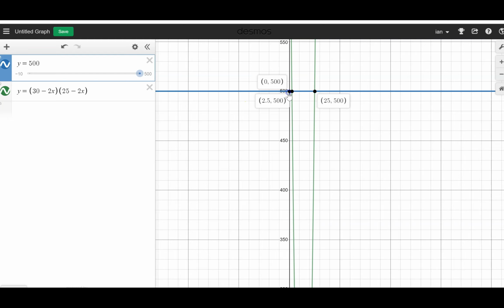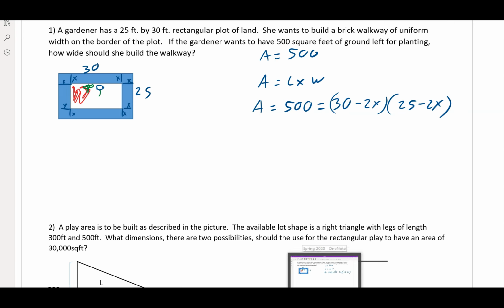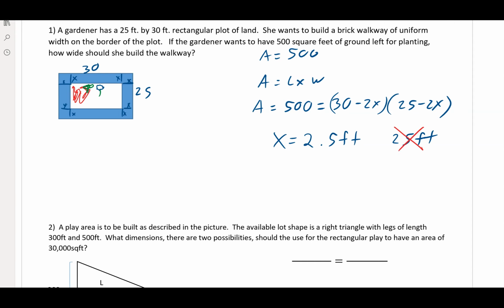So we get, be careful not to use that one. Remember, that's 0, 500. So 2.5 and 25. So obviously one of them makes absolutely no sense. So our x here is 2.5 feet, and the other one is 25 feet. And obviously you can't do 25 feet. If you did 25 feet as a walkway, well, you've only got a 25 foot piece of land, so it'd just be a giant paved area. So it's 2.5 feet.